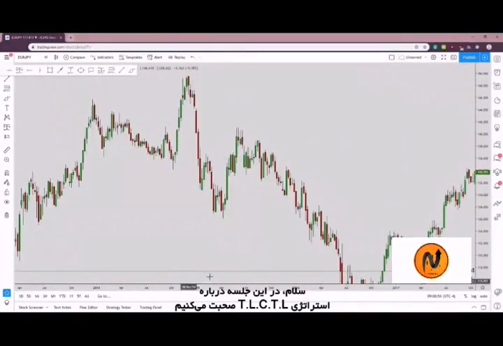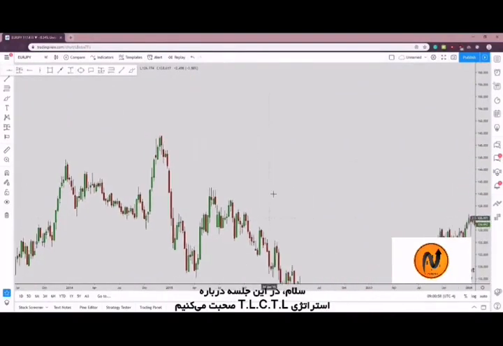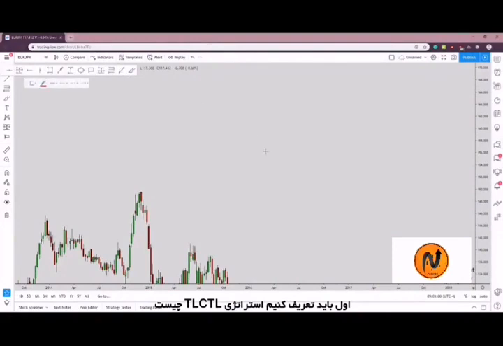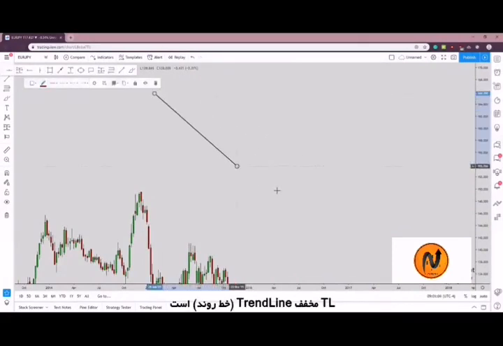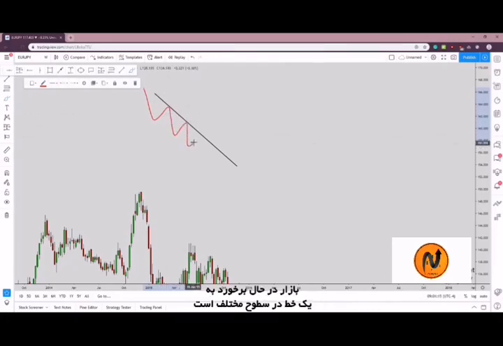Traders, let's speak about the TLCTL strategy. Now the first thing we have to define is what the TLCTL strategy is. TL stands for trend line, so basically the first thing we will need is a trend line. By definition, when you have a trend line, you basically have the market hitting a particular level.